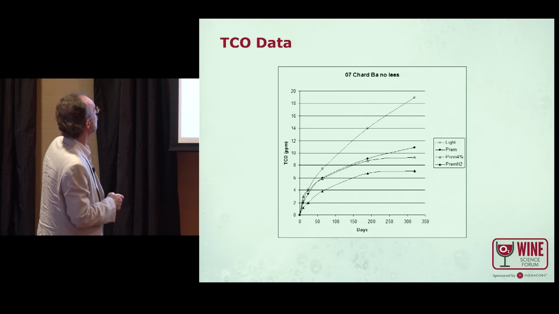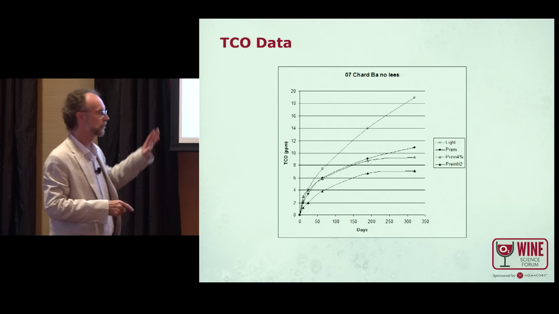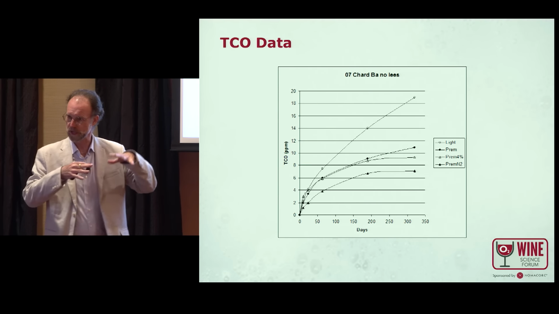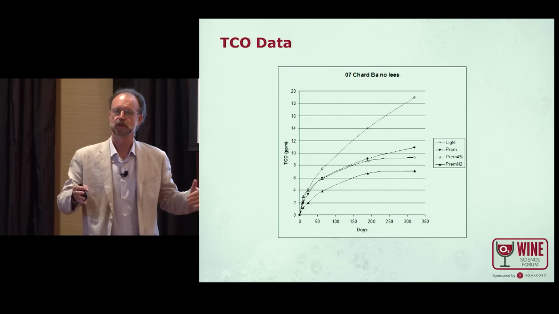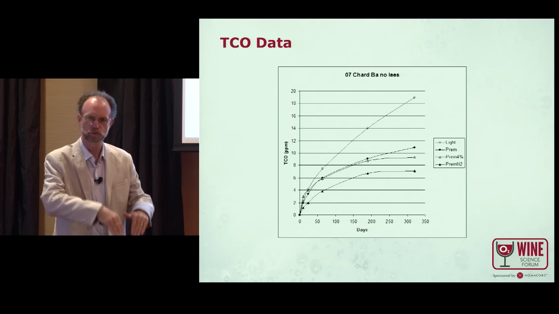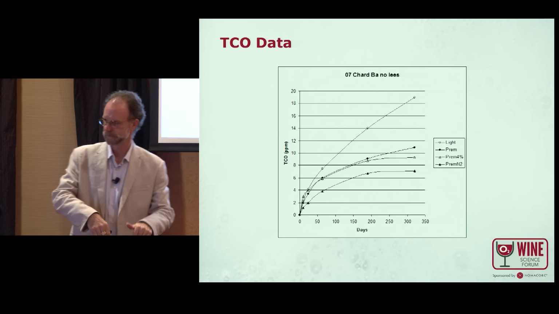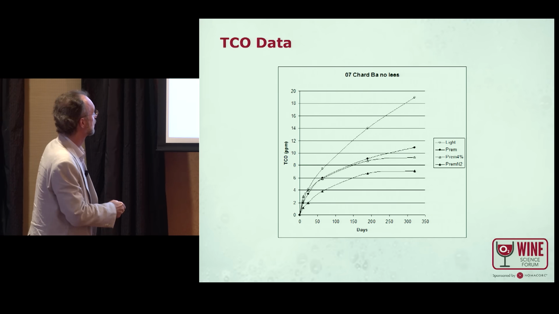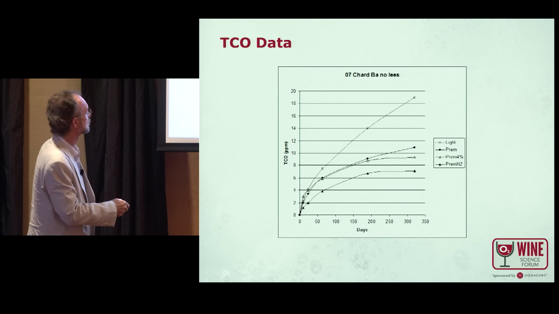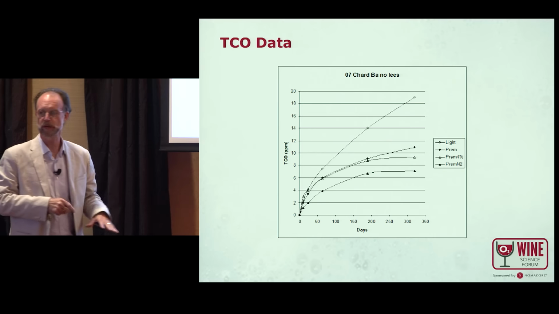All right, and so then taking into account those measurements, right, with the residual oxygen in the bottles, and knowing how much oxygen would come through the closures, right, we can then calculate the amount of oxygen that's been consumed by the wine.